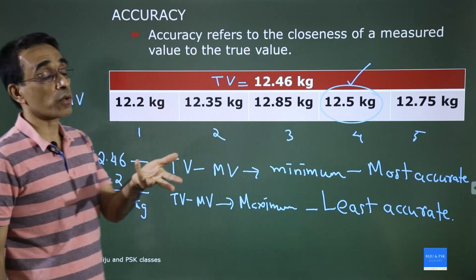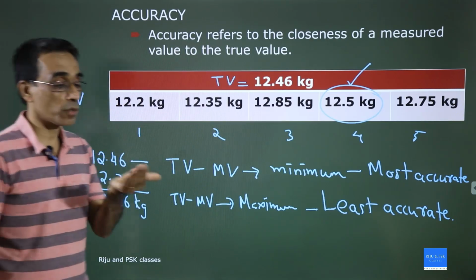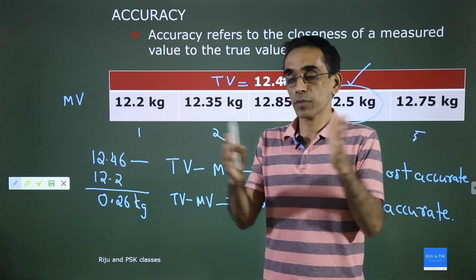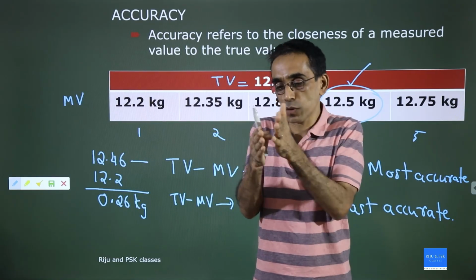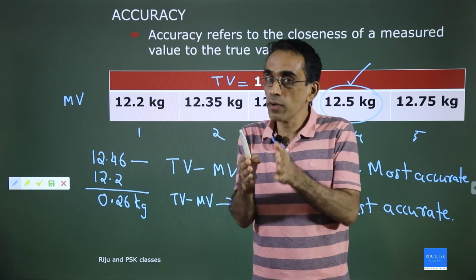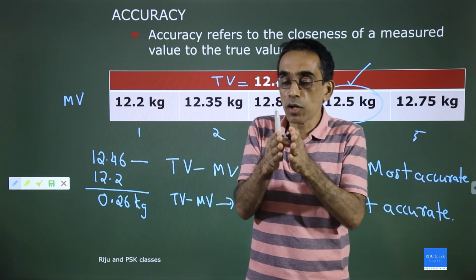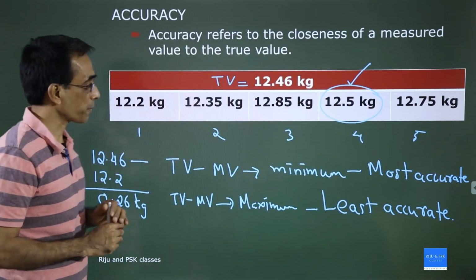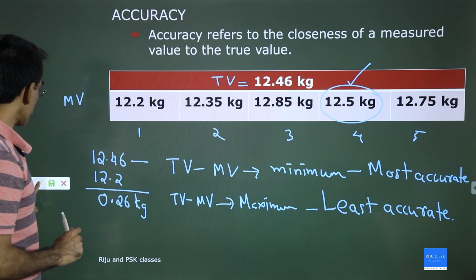What is the definition of accuracy now? Tell me. Accuracy refers to the closeness. Very close. Who should be close? The true value and the measured value. And if they are not very close, it is not accurate. I hope accuracy is okay. Fine. Let us move on.